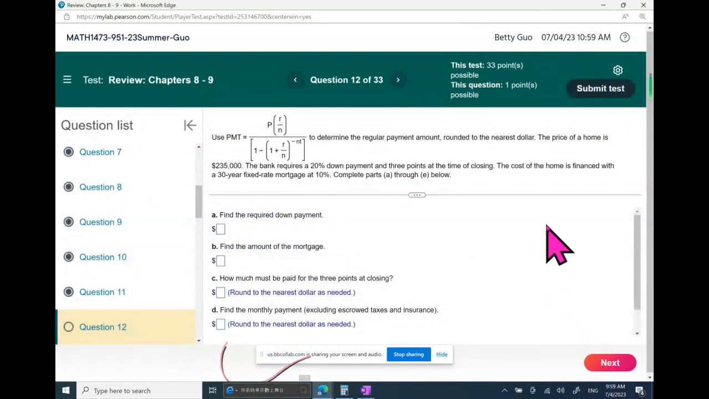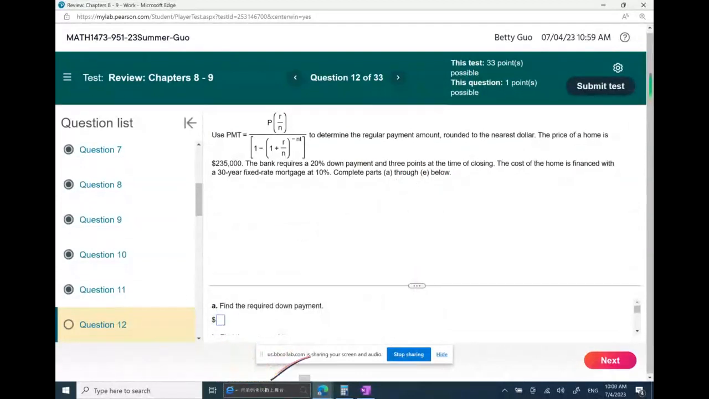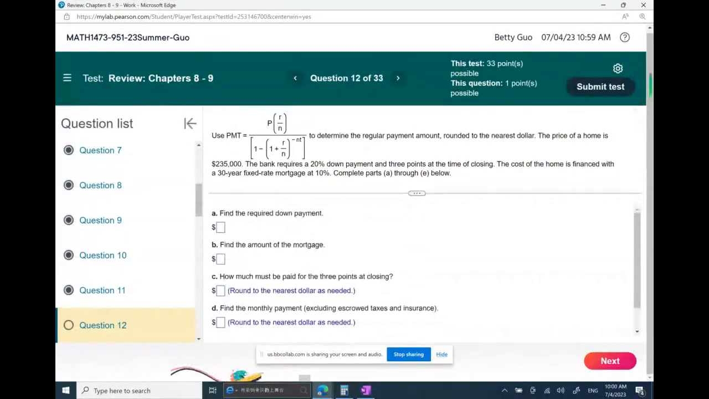Question number 12. We have many parts in this question. This is about housing, purchasing a house. We need to determine the regular payment amount rounded to the nearest dollar. The price of a home is $235,000. The bank requires a 20% down payment and 3 points at the time of closing. The cost of the home is financed with a 30-year fixed rate mortgage at 10%. Complete Part A through Part E. That's a big project.